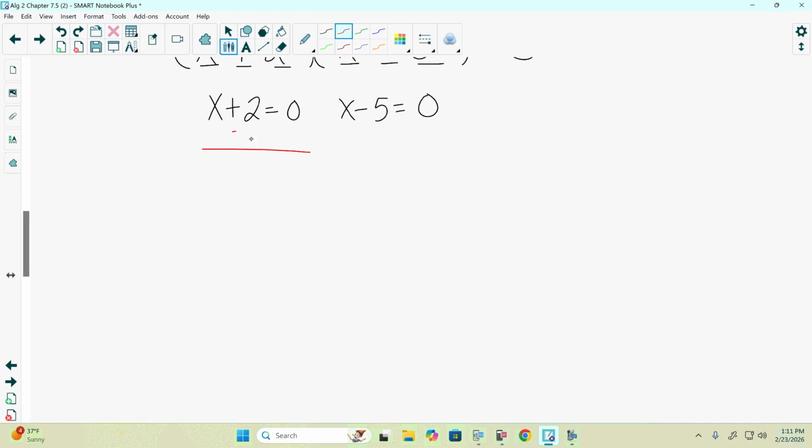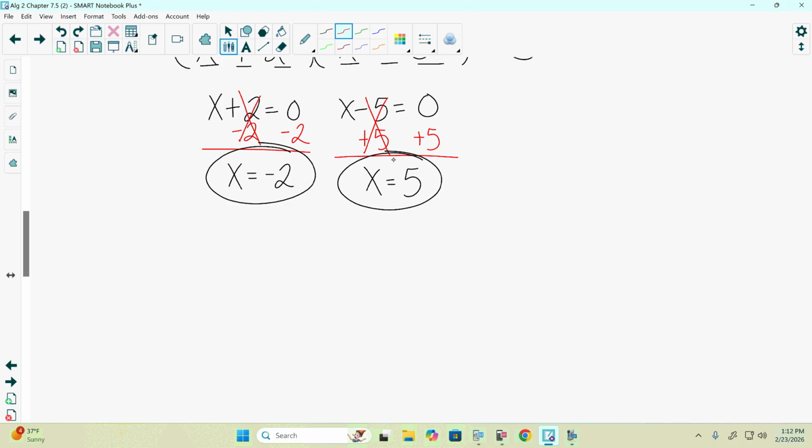So if x plus 2 is 0, we're going to subtract 2 from both sides. Those will cancel and we will get x by itself. 0 minus 2 is going to be negative 2. So it tells us that when x is equal to negative 2, we do make both sides of this equation be the same. So it is a solution. With our x minus 5, we would add 5 to both sides. Negative 5 plus 5 is 0, giving us x by itself. And 0 plus 5 is 5. So our two solutions for this here are negative 2 and 5.